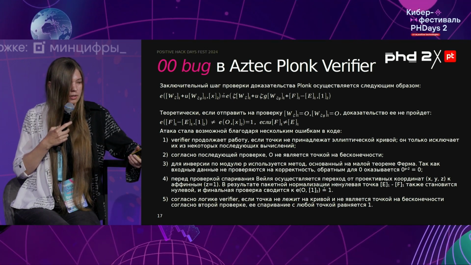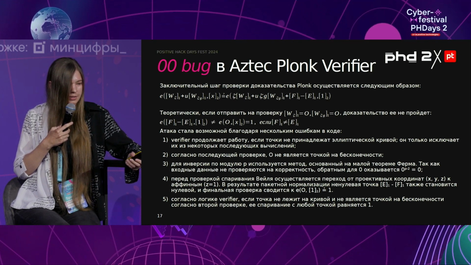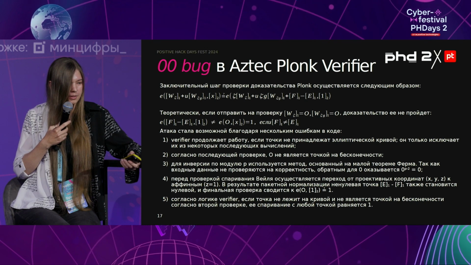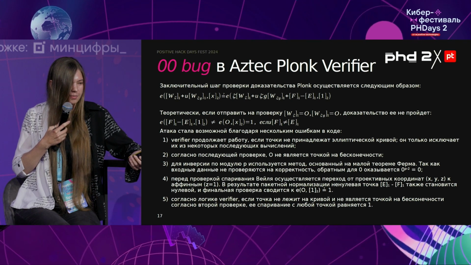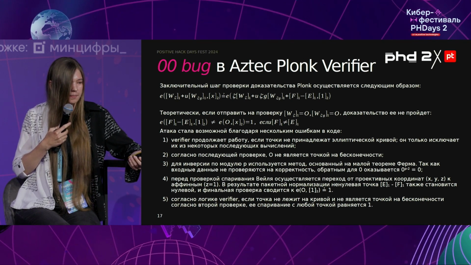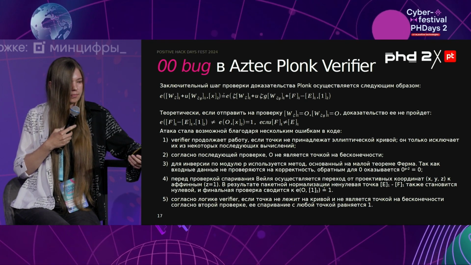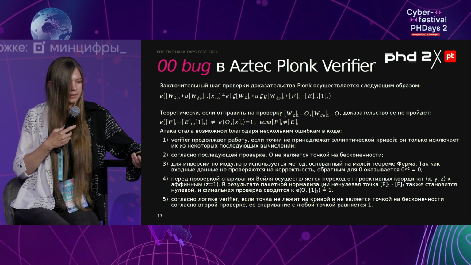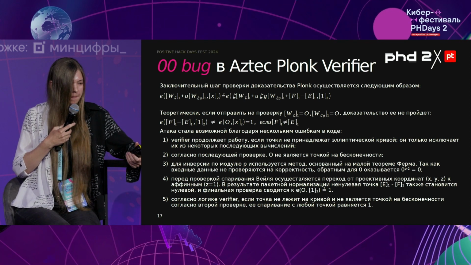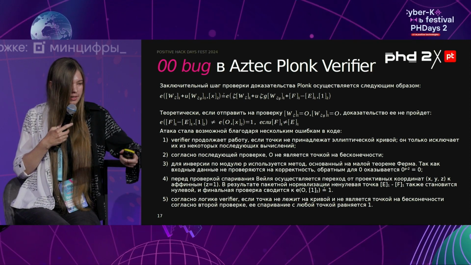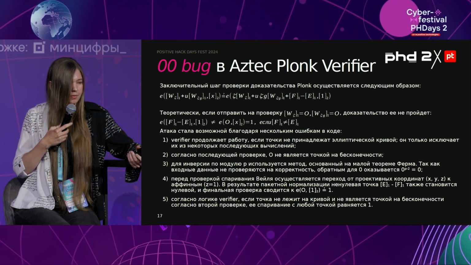But ideally, this should not be happening, because if this commitment from F does not equal the commitment of E, their difference will not equal the point at infinity. The Weyl pairing will not equal 1. And it has become possible through a number of errors.